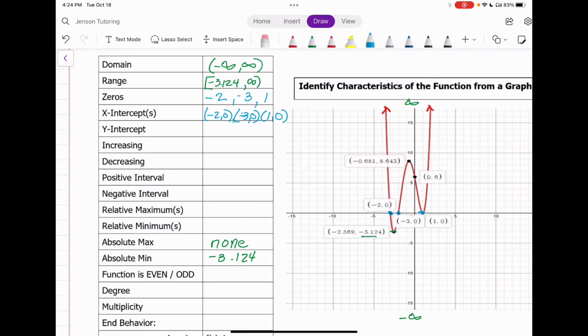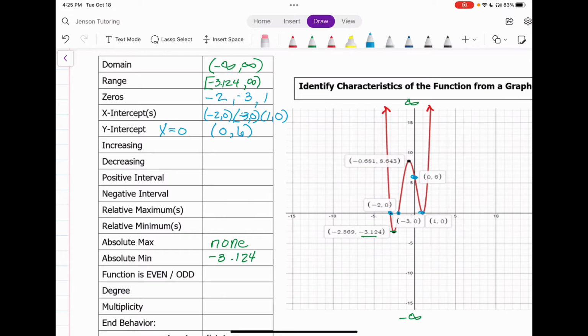And then likewise, for the y-intercept, remember, I just want to plug in where x equals 0. So my y-intercept will always be 0, comma, something. And this point right here, (0, 6), is where the graph is crossing the y-axis. So that's my y-intercept. Okay, I'm going to come back to do increasing, decreasing, positive interval, and negative interval.